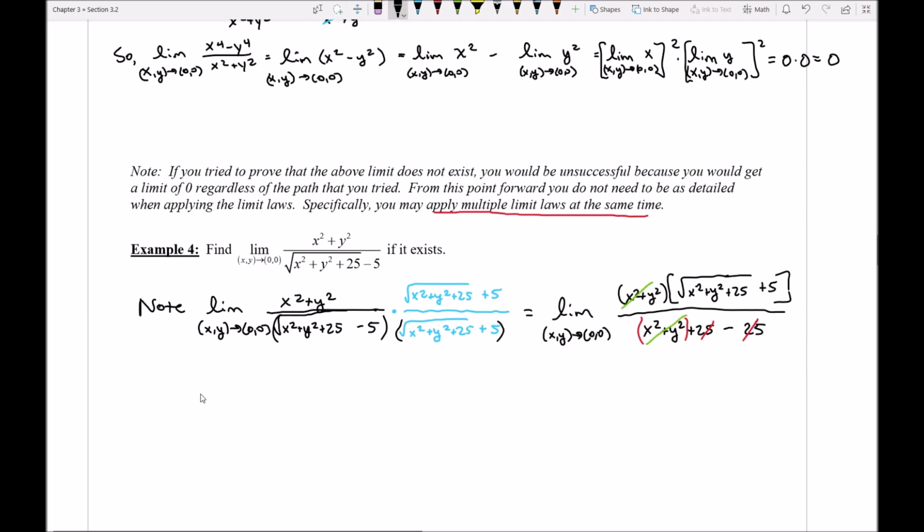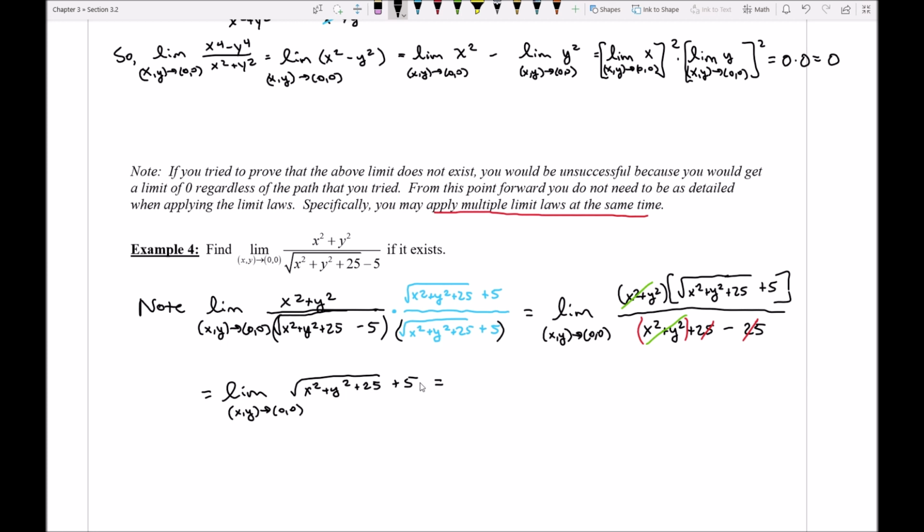So this is going to leave me with a limit as (x, y) approaches (0, 0). And I'm just going to have left this radical, x squared plus y squared plus 25. Let me shorten that up a little bit. And then I'm going to have my plus 5 at the back. So now I can start to think through my limit laws without actually carefully writing out each individual step.